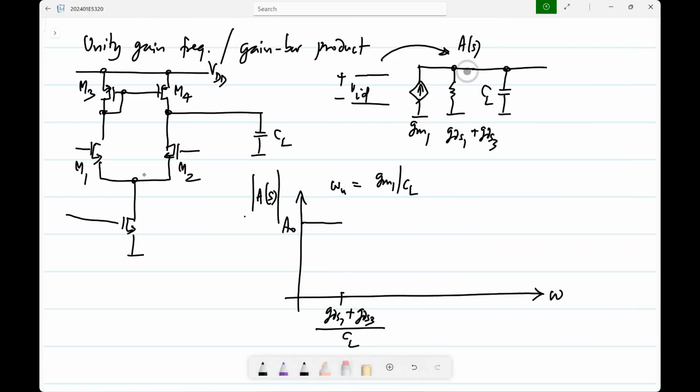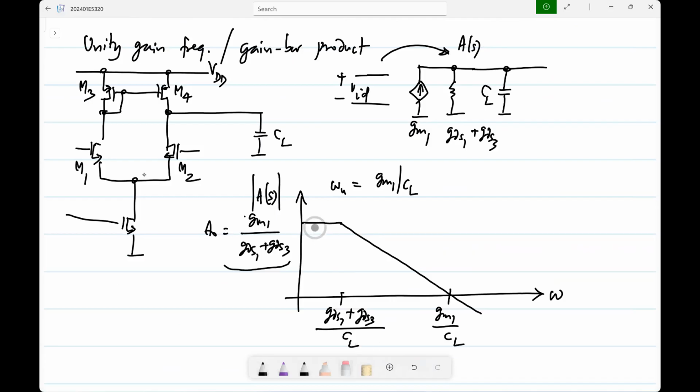Up to that frequency, roughly speaking, we can say all of the current flows here, and after that it flows over there. Of course, the transition is smooth. And as long as A naught is large, this you can write as GM1 by CL. In fact, let me write out the expression for A naught. A naught is GM1 by GDS1 plus GDS3.